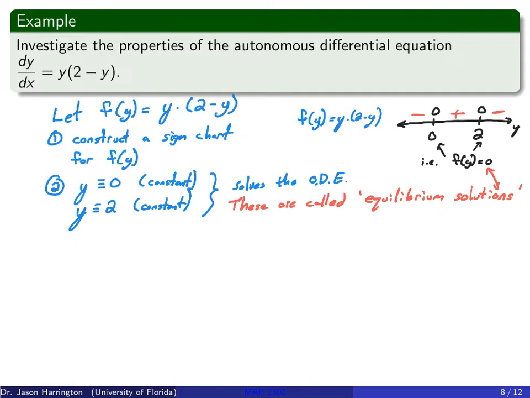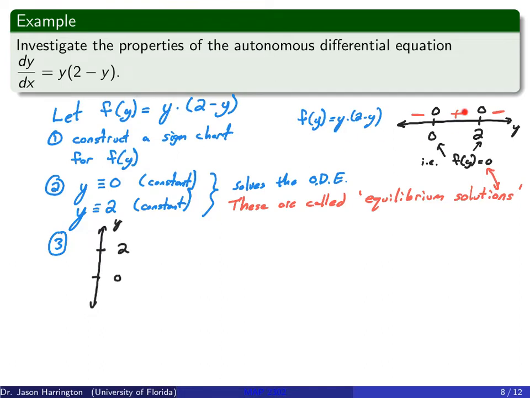Now the third thing I want to do is take this sign chart that we made. If you look at this hard enough or squint your eyes, you'll notice this is really just the y-axis laying on its side. So I'm going to prop this back up so that it's in the proper form of a y-axis that you're used to. Here I'm going to write this as my y-axis, and I'm going to have my 0 and 2.